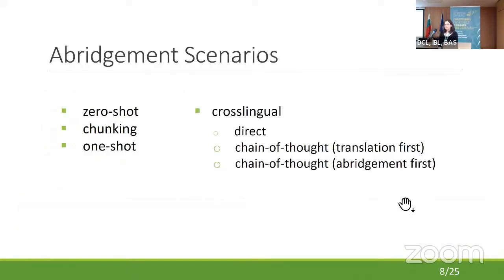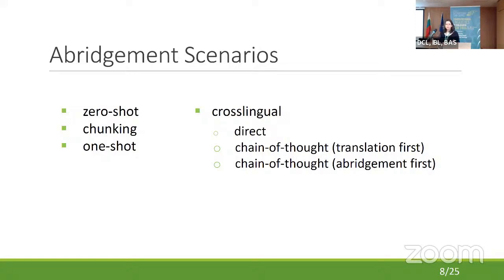And here come the abridgment scenarios. So zero shot, or just giving the model the original text and asking it to provide an abridged version. Then chunking, which is basically dividing the text into several parts and then asking the model to provide an abridged version of each part separately. And then one shot, as mentioned, when the model is provided not only with the text that needs to be abridged, but also with an example of another text here, the Little Match Girl, and an already abridged version of it.